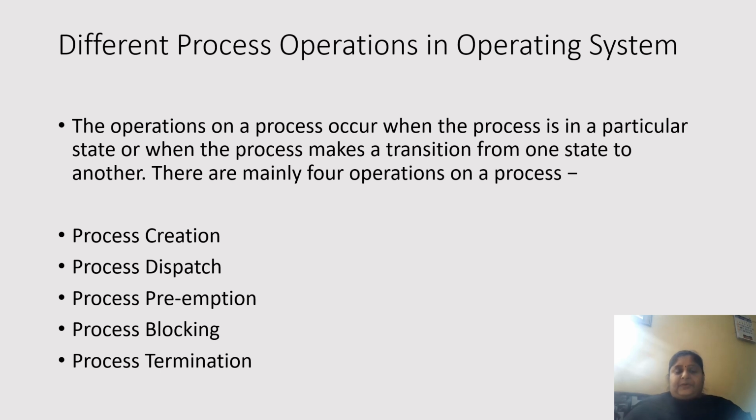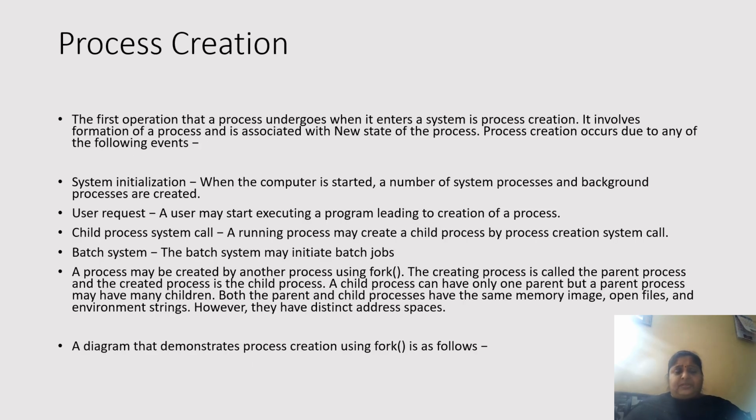Different process operations in the operating system transit a process from one state to another. First is process creation, next is process dispatch, then process preemption, process blocking, and process termination. The first operation a process undergoes when it enters the system is process creation. It involves the formation of a process and is associated with the new state. Whenever a process is created, that is the new state of the process.